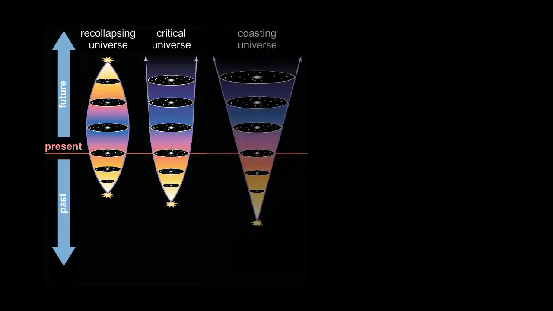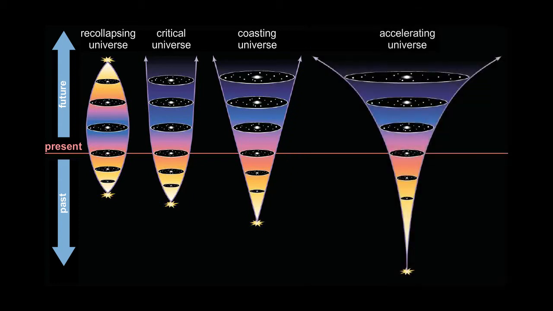Next, consider the critical model, which gets its name because it assumes that the average density of mass in the universe is exactly the critical density, and that the gravity of this mass is the only thing that affects the expansion rate. In this model, the expansion gradually slows, but never quite stops. The third, or coasting model, assumes that the expansion rate has never changed, as would be the case if gravity were extremely weak and nothing else affected the rate. That is why it shows the universe expanding at a constant rate through time.